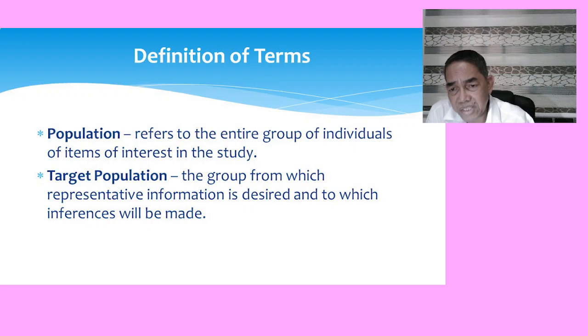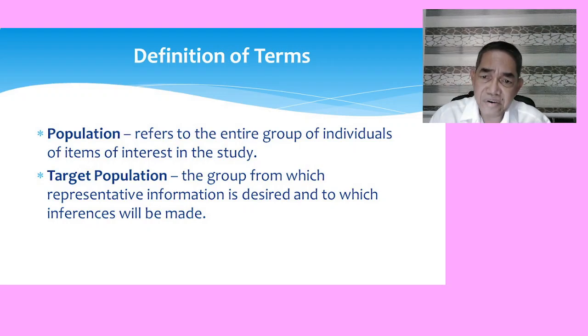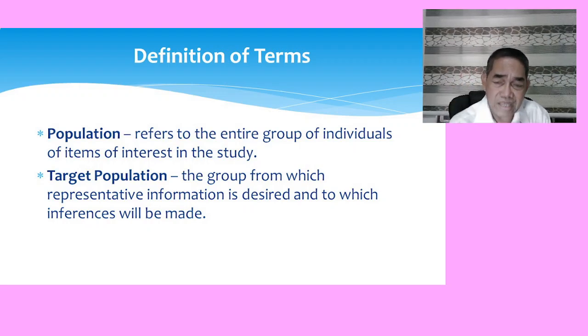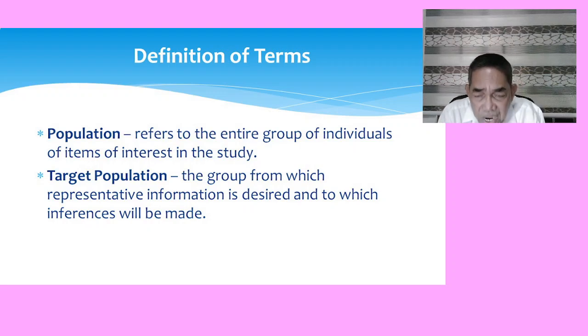The population. Population refers to the entire group of individuals or items of interest in the study. So when we talk of the population, unless otherwise specified, we mean the entire group of individuals. When we say the target population, this is the group from which representative information is desired and to which inferences will be made. So we get a sample, and then later on we'll tell you what a sampling population is. We get a sample, and then we generalize results.